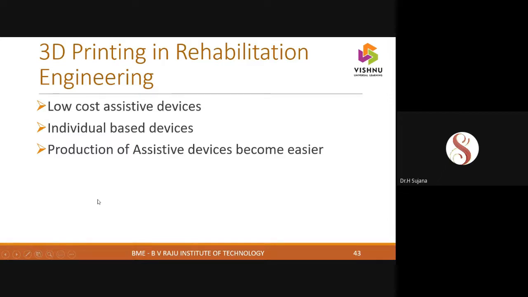By using this, you can make low cost assistive devices. And in the case studies, I have shown that you can customize them into individual based devices, whatever they want. Some person wanted a device for writing, and the lady wanted a fork holder so that she can eat on her own. By using 3D printing, you can conclude that assistive devices become easier to produce. Also, prototyping is faster.